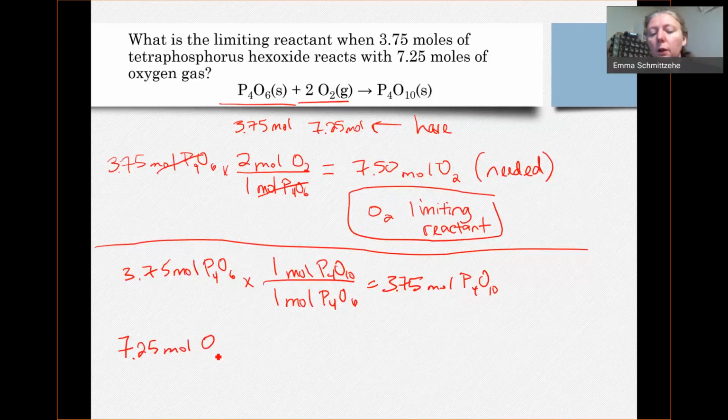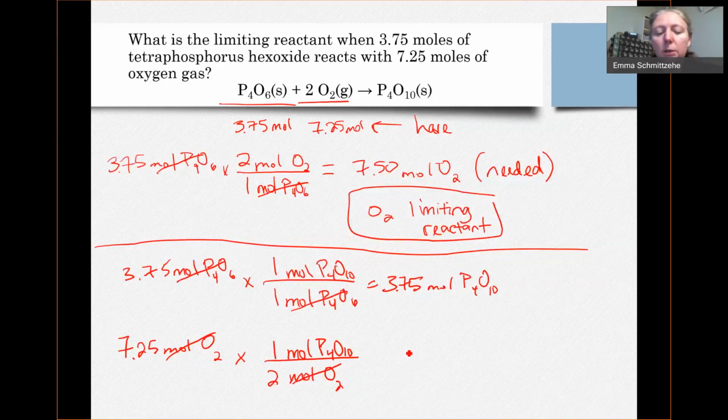And then I'm going to take the other reactant and also convert it to product. Okay, so the 7.25 moles of oxygen, and then I want to get rid of moles of oxygen. I want to convert that to moles of P4O10. Okay. And so I look at the reaction, and it's a 1 with the P4O10 and a 2 with the O2. That's going to cancel my moles of O2, just like this first one canceled my moles of P4O6. And so 7.25 divided by 2, what does that give us? That's something like 3.67 moles of P4O10.